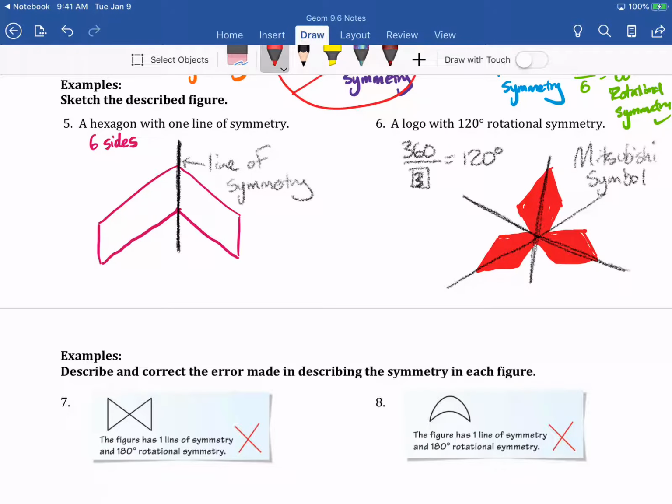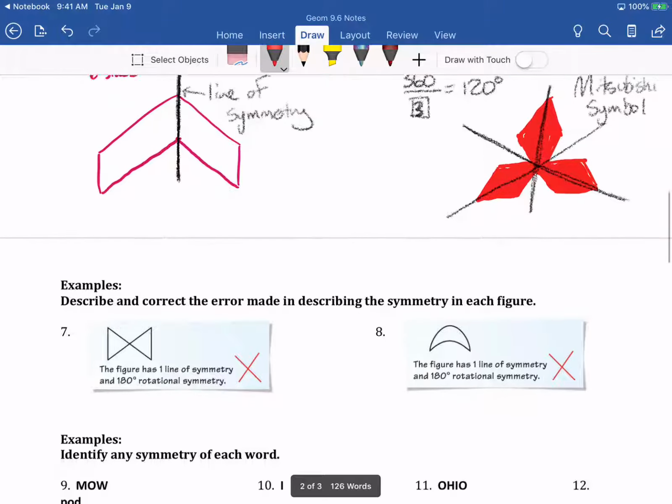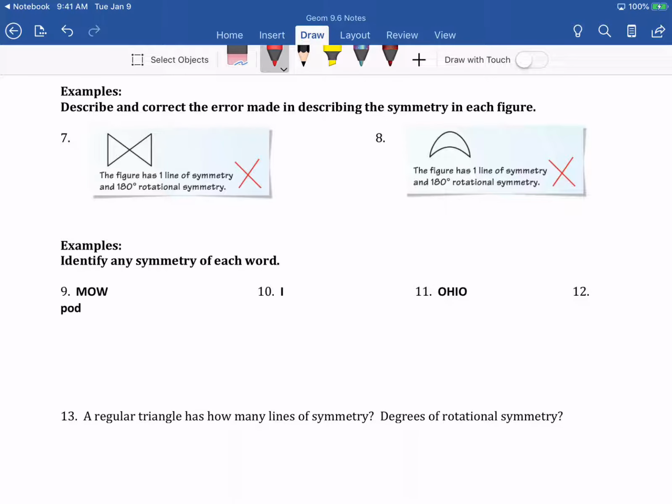Okay, so let's look at some more examples here. We're going to do some error analysis in these next 2 examples. So these 2 students made a couple of mistakes. So we're going to see if we can figure out what they are. In 7, they said this figure has 1 line of symmetry. Well, I can see the one right down the middle of this bow tie, but I can also see that if I would cut this in half horizontally, it would still be the same on the top and the bottom. So their mistake is right here. It actually has 2 lines of symmetry.